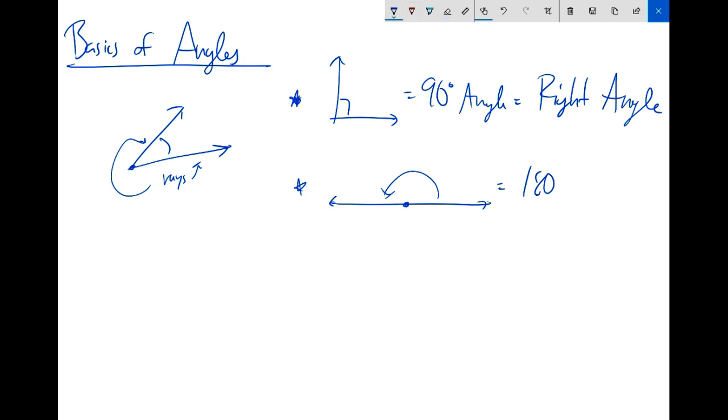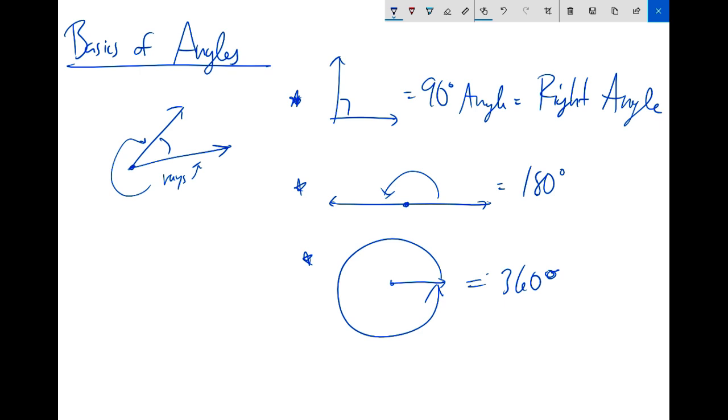We measure angles in degrees, and the way it works is that a full circle is 360 degrees. So a full rotation around is 360 degrees, half a rotation is 180 degrees, and a quarter rotation makes it a right angle. Yeah? I'm guessing that seems vaguely familiar.